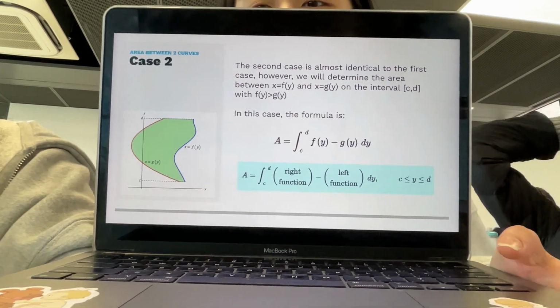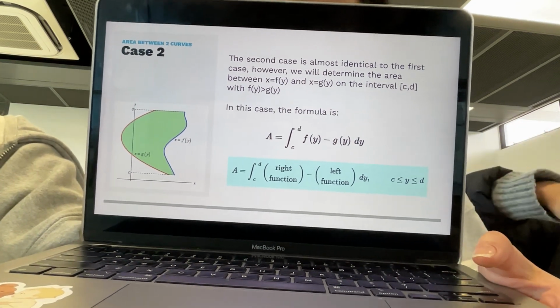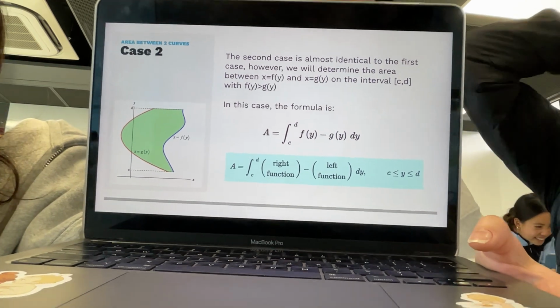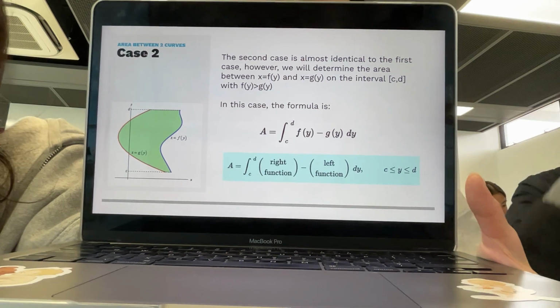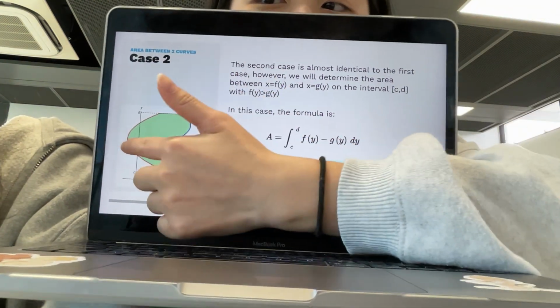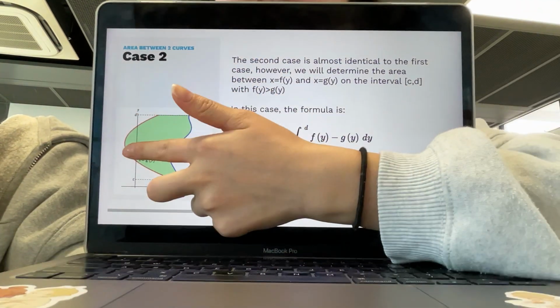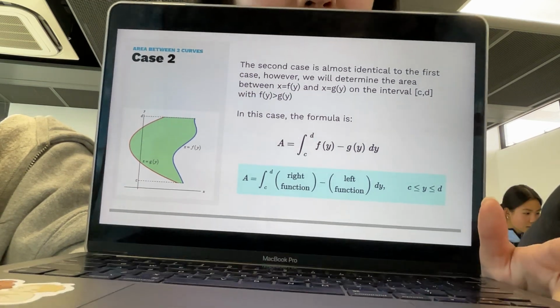Okay, so let's move on to case 2. The second case is almost identical to the first case. However, we will determine the area between x equals f(y) and x equals g(y), as illustrated on the image here. Green represents the area, and we are trying to find that right now.